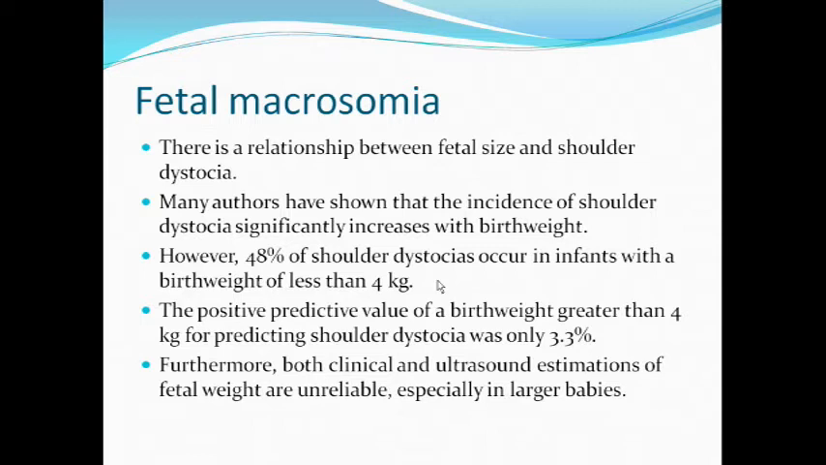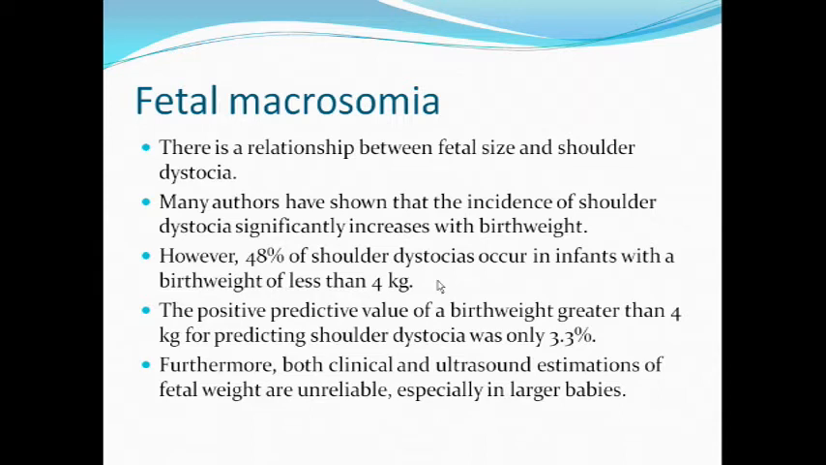So there is a relationship between fetal size and shoulder dystocia. Many authors have shown that the incidence of shoulder dystocia significantly increases with birth weight. However, 48% of shoulder dystocia occurs in infants with a birth weight of less than 4 kg. Shoulder dystocia is comparative, not necessarily only in big babies. Maybe the pelvis is not good, and the baby size is more compared to the adequacy of the pelvis. In that case also shoulder dystocia can happen.